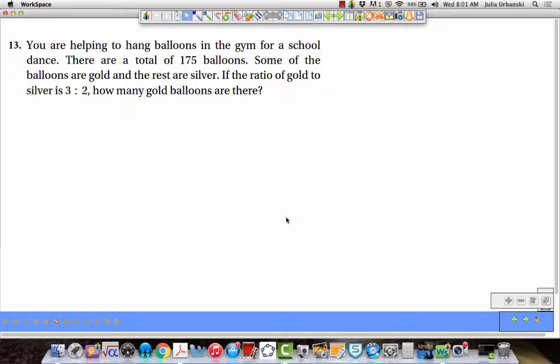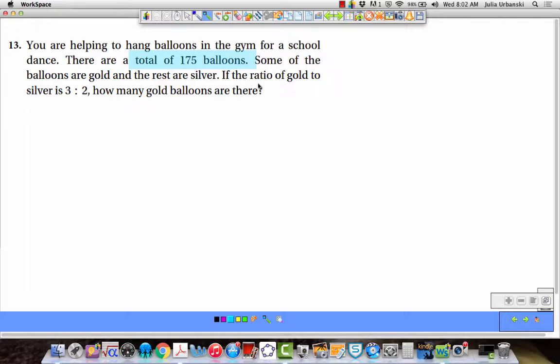Some of the balloons are gold, and the rest are silver. The ratio of gold to silver is 3 to 2. How many gold balloons are there? All right, first of all, what's the first thing you would do? Okay, that is an excellent clue, and that is the total, right? That is the total of all balloons, 175. Whether they're gold or silver, they all add up to 175.